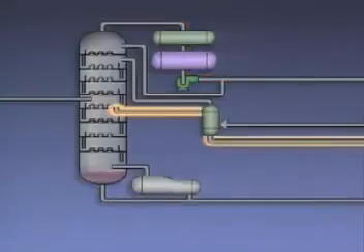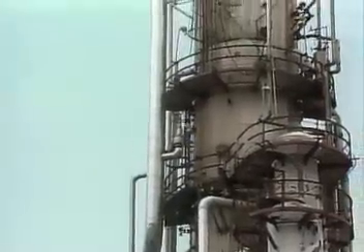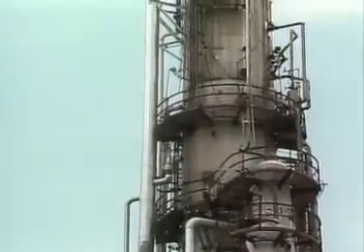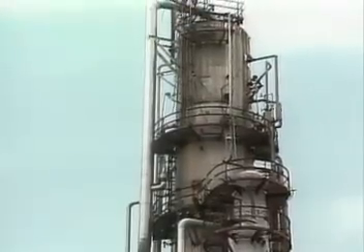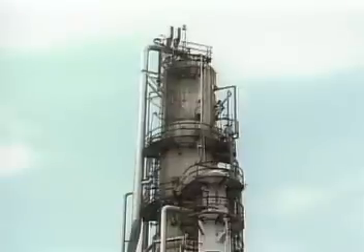Because a draw or cut is taken out of the middle of this tower, this type of tower is sometimes referred to as a heart-cut tower. Multi-draw towers can also have more than three draws to separate several products from a feed. This one is an atmospheric tower in a crude oil distillation unit. An atmospheric tower is so named because distillation takes place in it at or near atmospheric pressure.